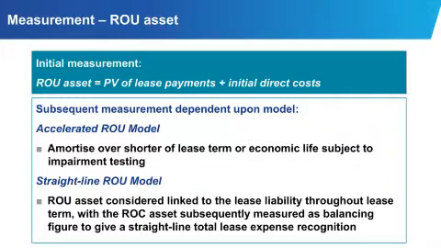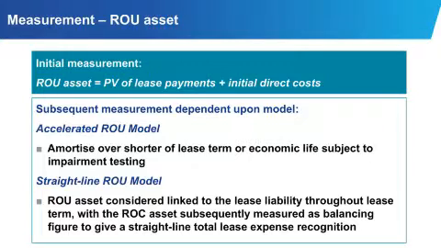The subsequent measurement of the right-of-use asset and the expense recognition is dependent upon the lease classification, either the accelerated model or the straight-line model, as we outlined in the first video. For the accelerated model, the right-of-use asset is amortised over the shorter of the lease term or the economic life, subject to impairment testing. This is as we showed in the example lease earlier. This, added to the interest costs, will give the accelerated income statement impact.